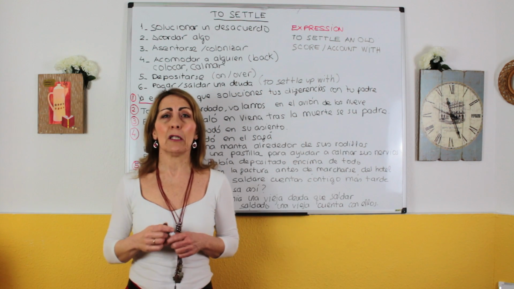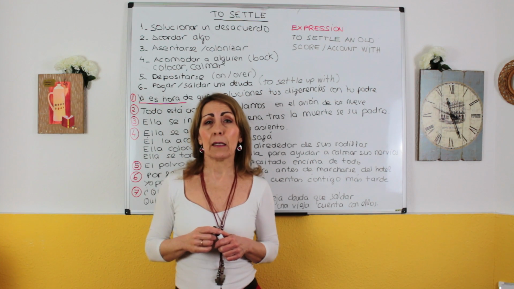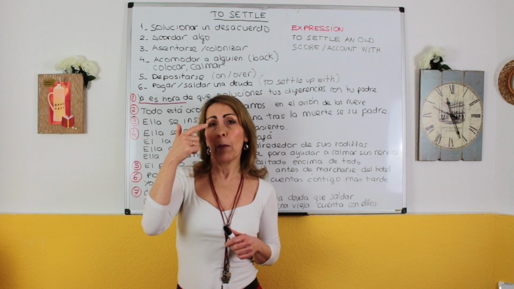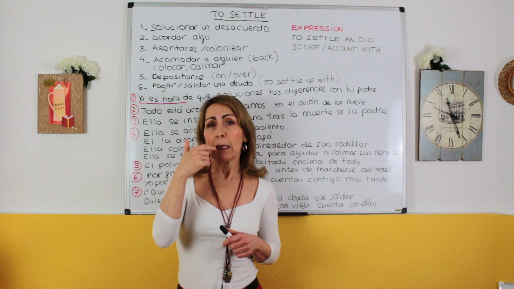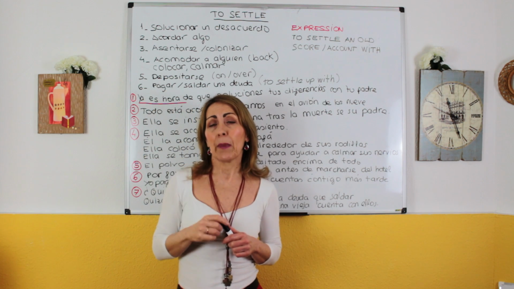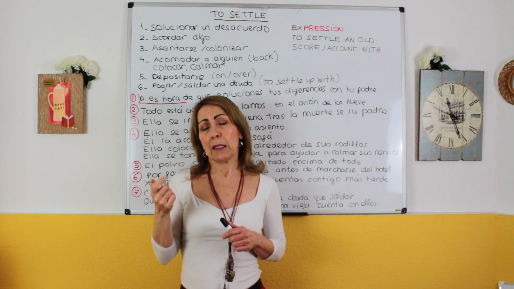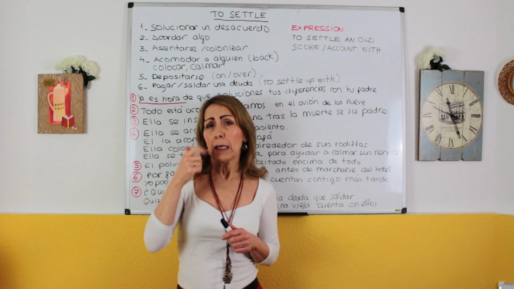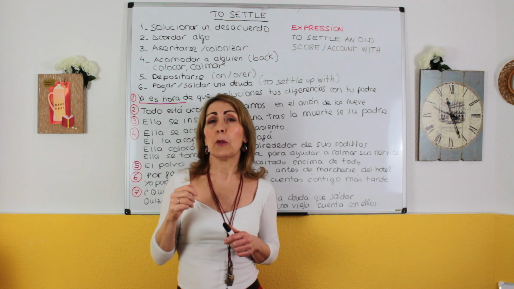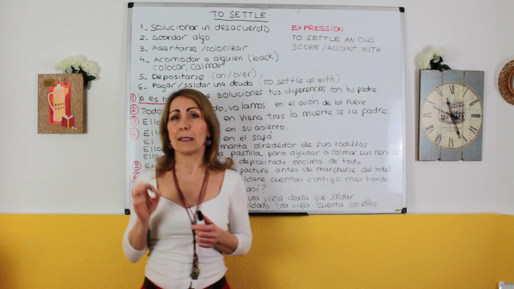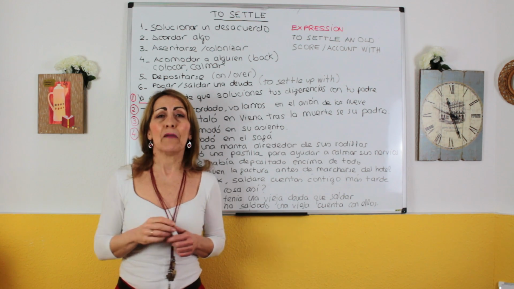S-E-T-T-L-E, and the pronunciation is settle, in British English, touching the top of our mouth with our tongue, and in American English, settle, with a D. And the past and the participle, settled, touching our teeth with our tongue. We don't say settled or settled or something like that. Very well.